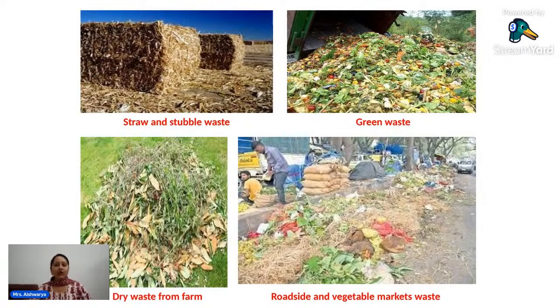Next is roadside and vegetable market waste. As we all know, the market vendors clean the vegetables and fruits and sell them at quality prices, and the leftovers produce agricultural waste, which is hazardous for the health of animals as well as human beings. Next are the treatment processes.